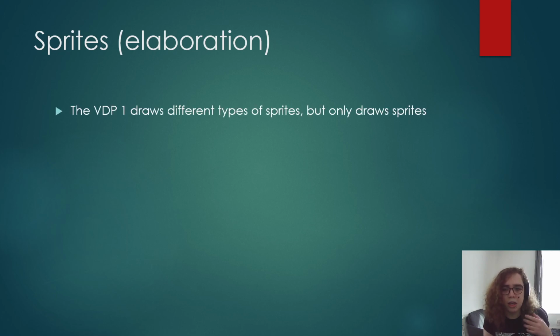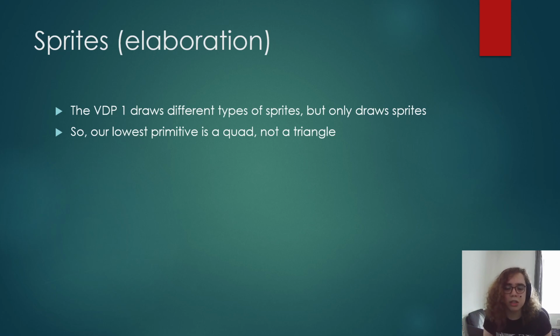Now, the VDP1 draws a different type of sprites from the ones that we saw earlier, but fundamentally it's only ever drawing sprites, right? And so this means that, because what we were drawing earlier was always a square, or in this case a rectangle, our lowest primitive is actually a quad, not a triangle. This is very different from all the other consoles of this era. To my knowledge, everything else is using a triangle, and the reason for this is because you can put two triangles together to make a quad. So using a quad as your lowest primitive is very unique.